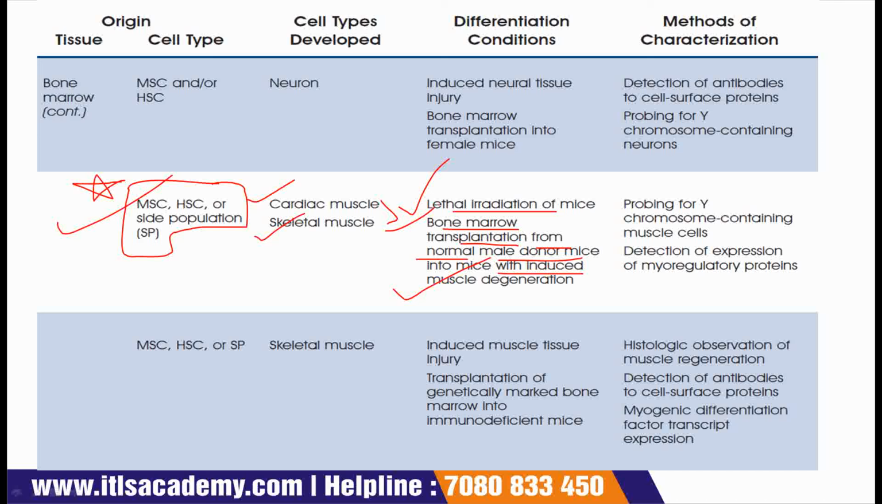Method for characterization is probing of Y chromosome containing muscle cells and detection of expression of myoregulatory proteins, that is, the proteins that are responsible for the regulation of muscles.